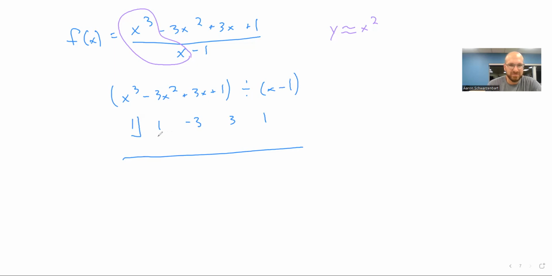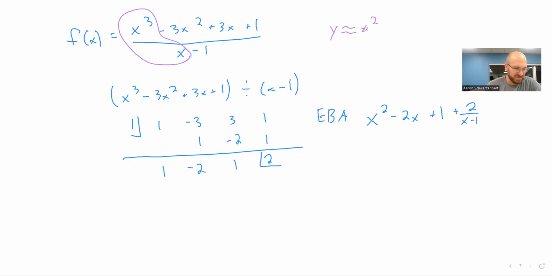So 1, 1, -2, -2, 1, 1, 2. So the end behavior asymptote that I'd graph is actually this. This is a parabola with a vertex at roughly about 1, 0. It's very close to 1, 0. This is technically my end behavior asymptote.